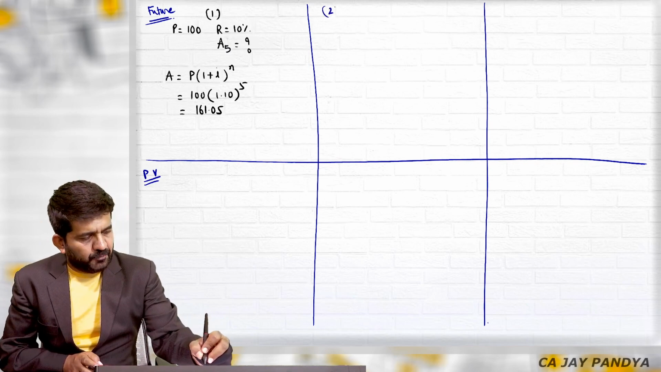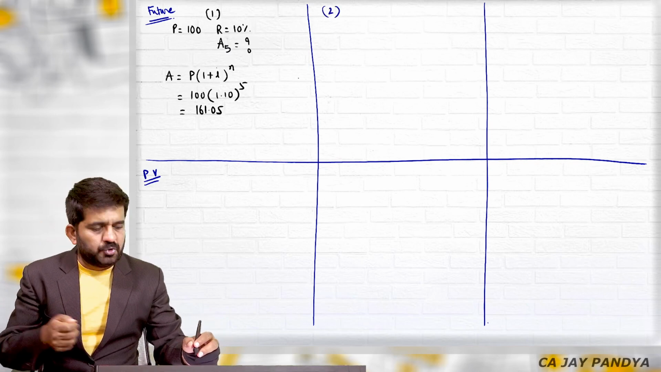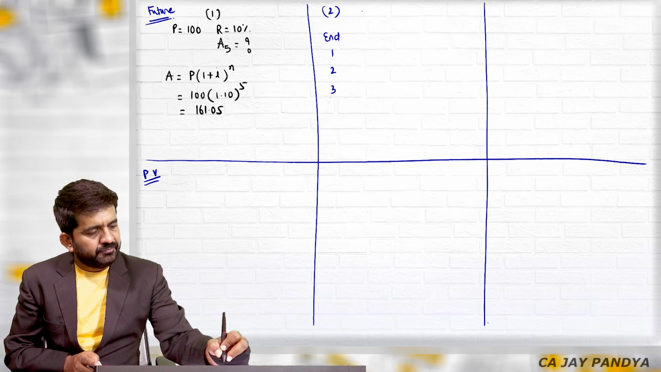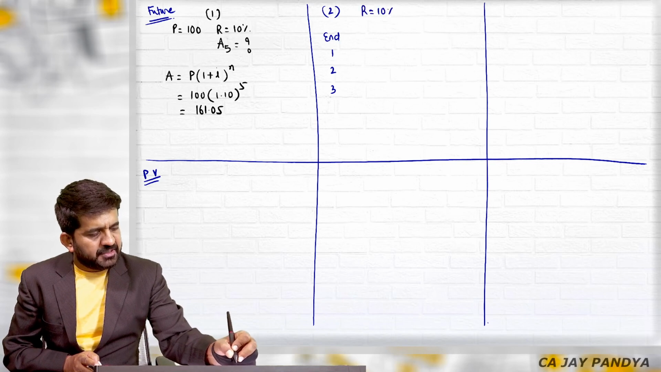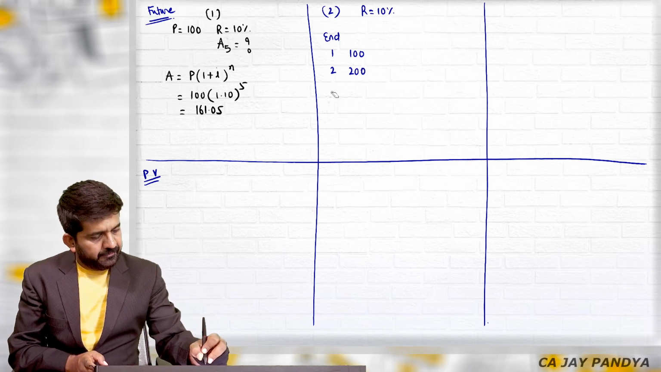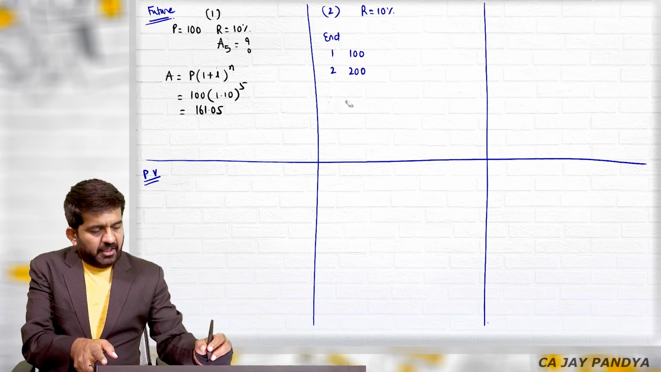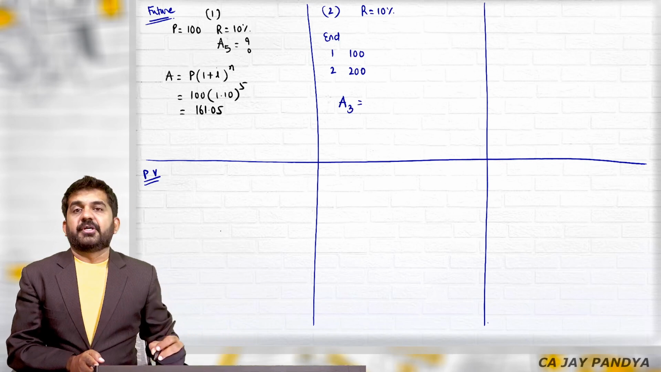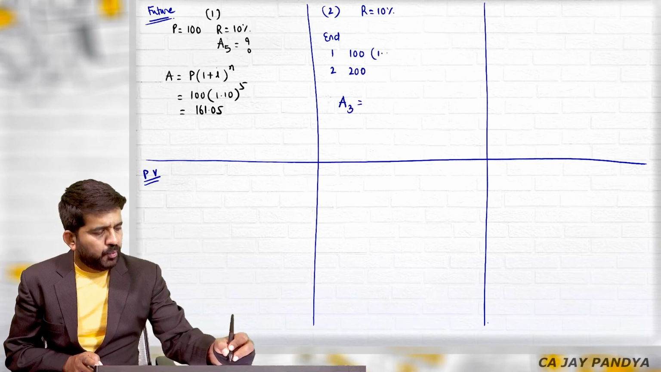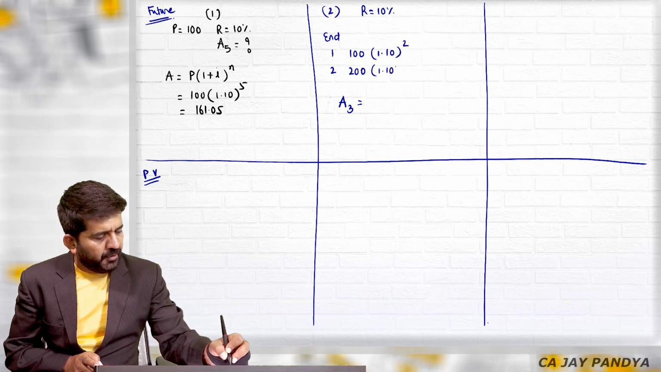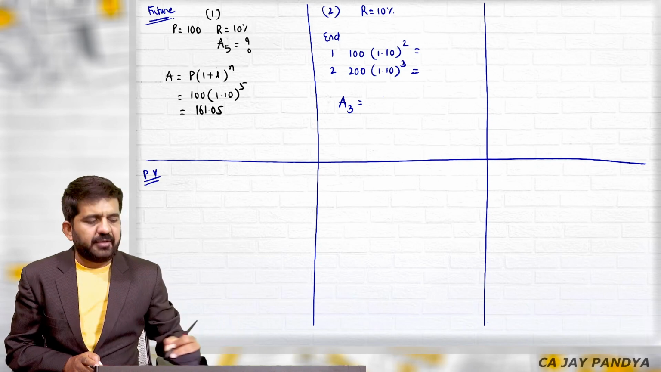Second category of questions, same to find out future value, but they are in different installment. At the end of first, second and third year, rate of interest is 10% if the amount is 100, 200. Find out amount at the end of third year. How you will find out? Into 1.10 raised to 2 into 1.10 raised to 3.